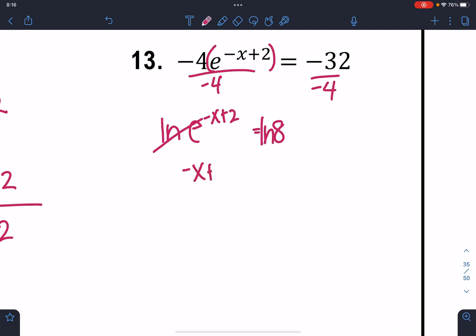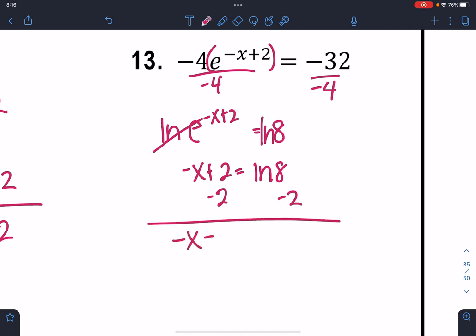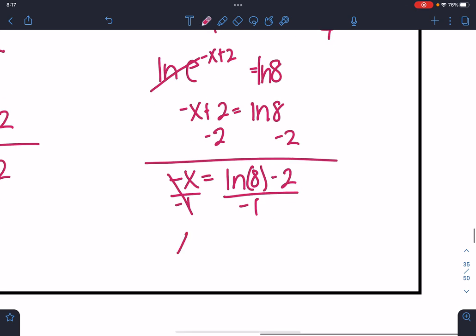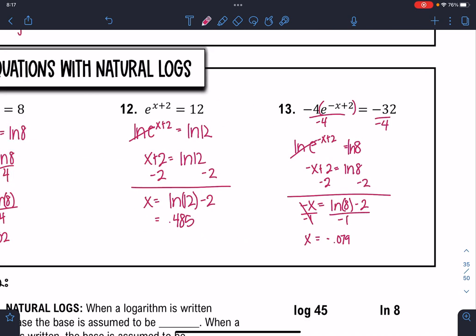So I have negative x plus 2 equals natural log of 8. Then I can subtract 2 from both sides. So I have negative x equals natural log of 8 in parentheses there minus 2. But then we have negative x. So once you type that in, I would type all this stuff in first. Natural log of 8 minus 2, hit enter. Then I would hit divide by negative 1 to officially clear that out. And you just have x by itself. And so you should get negative 0.079.